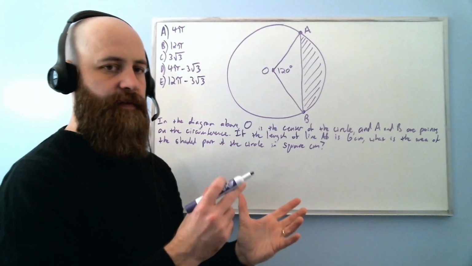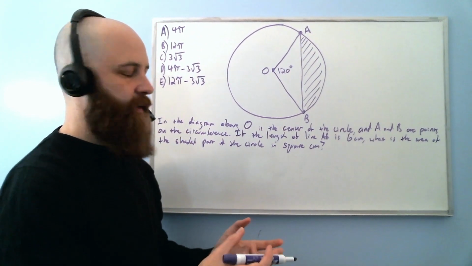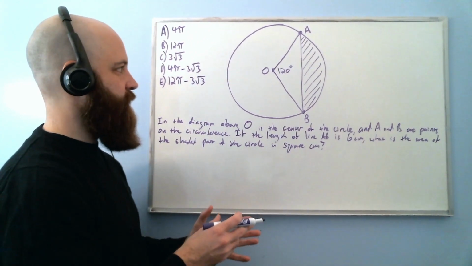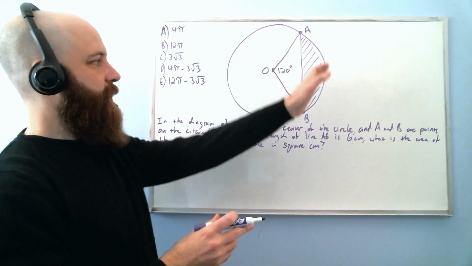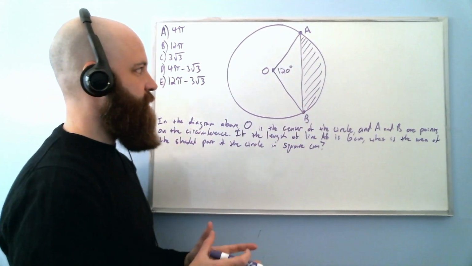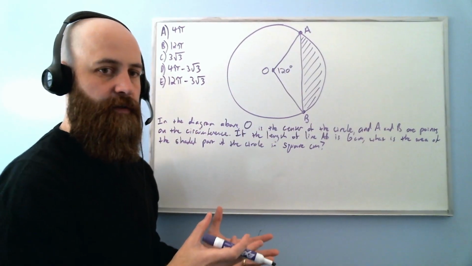Now, this shape is not something I'm familiar with. I don't have a name for it. I don't have a formula to find that kind of area. So is there another angle I can look at this question from? In other words, can I piece together this shaded area using familiar shapes that I actually do have formulas for? Well, I notice I've got a triangle, so that seems like a good start.